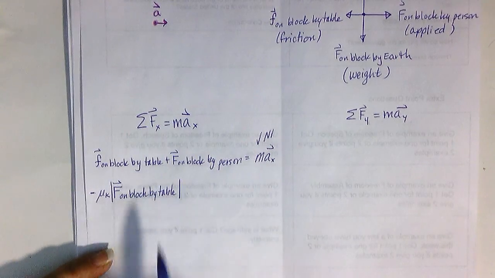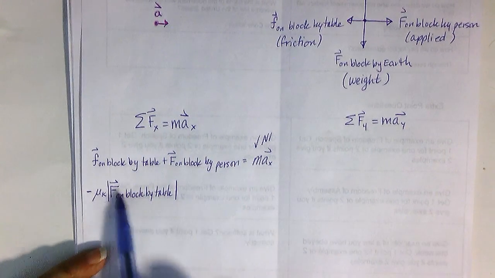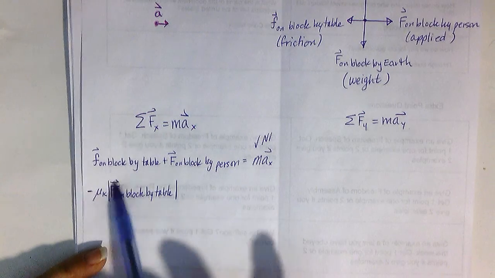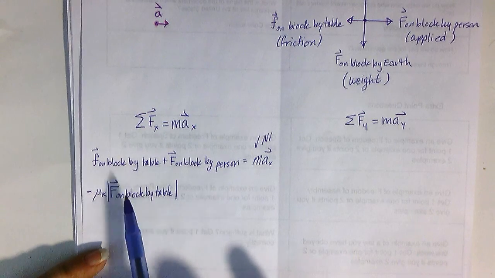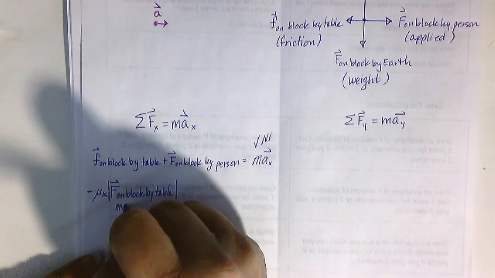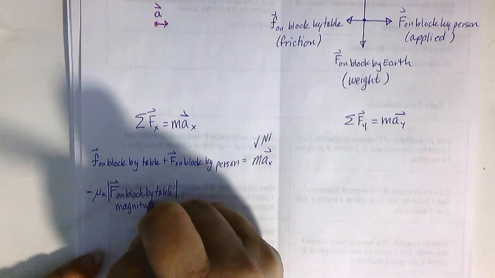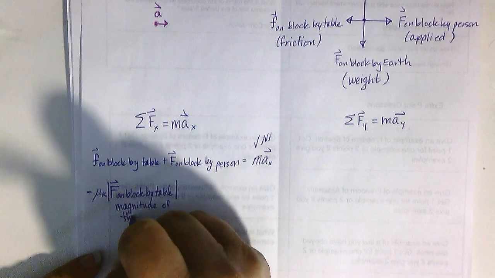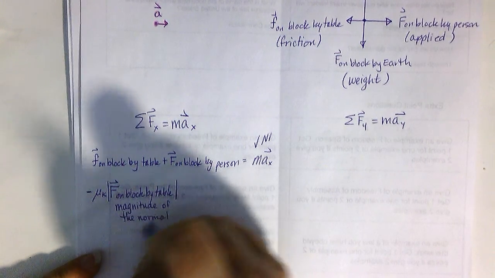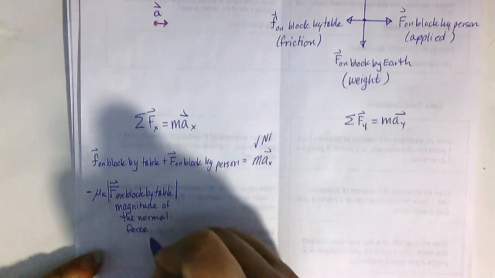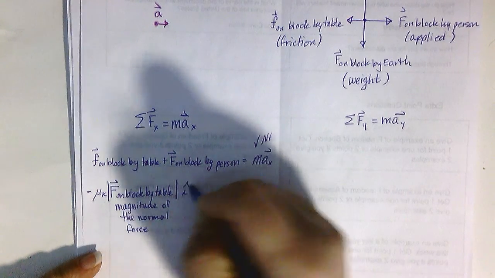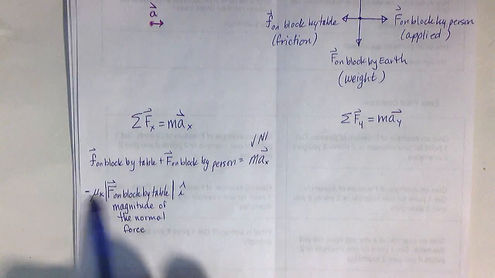Notice the absolute value bars. That tells me that I'm not going to put the j hat in here for this direction. Magnitude. So this is the magnitude of the normal force. And that's in the negative i hat direction.